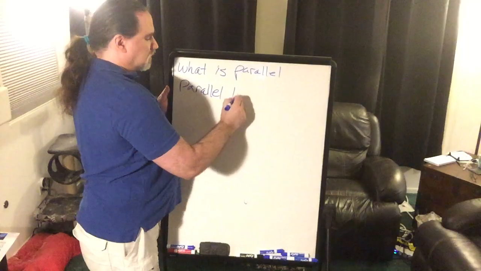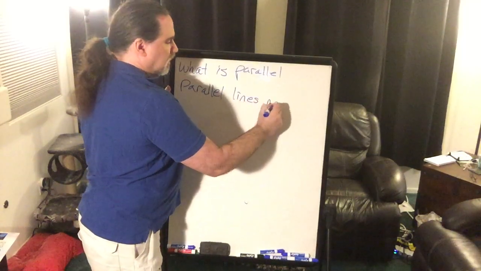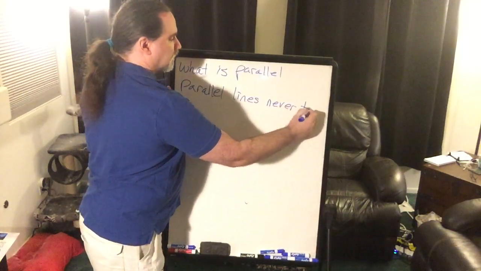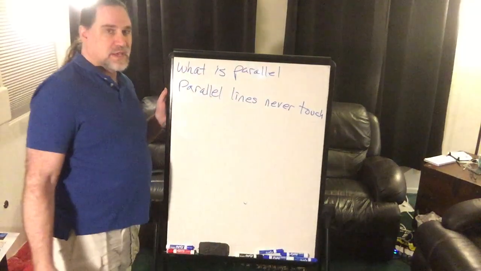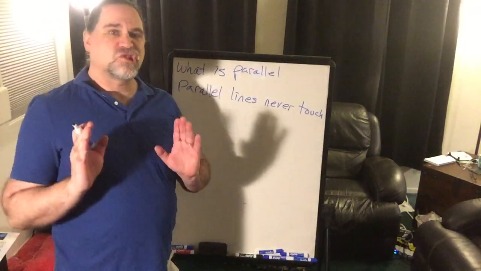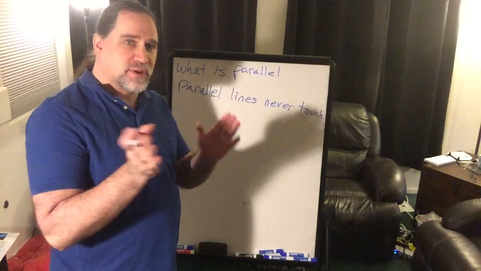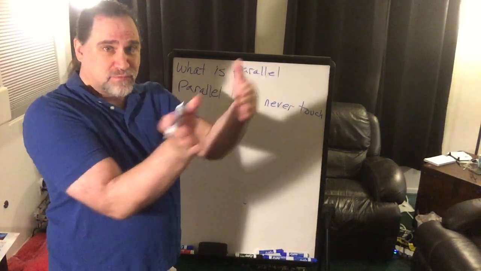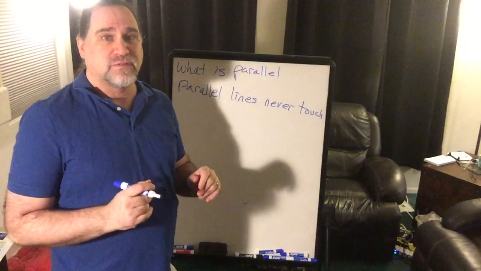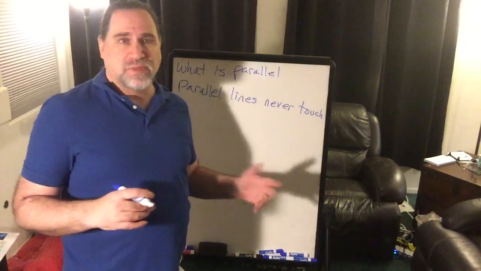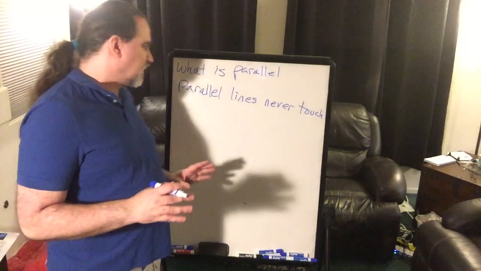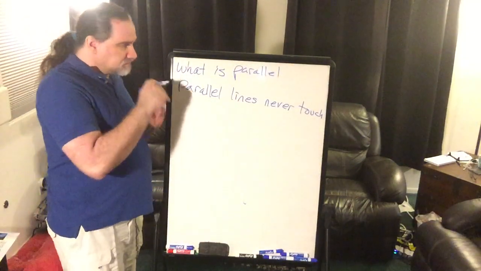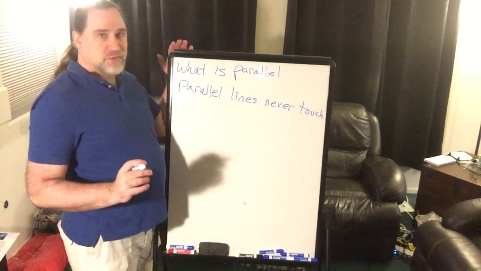Parallel lines never touch. Now we're going to deal with very straight lines here. Not like if you go down the street, you'll see there's two yellow lines and they will sort of follow each other. They never touch. But we're not dealing with anything curved. We're going to deal with only straight lines. And parallel lines never touch each other.